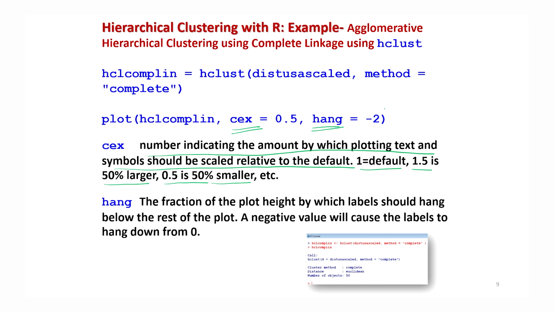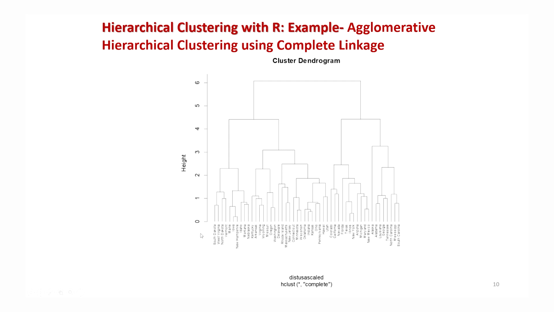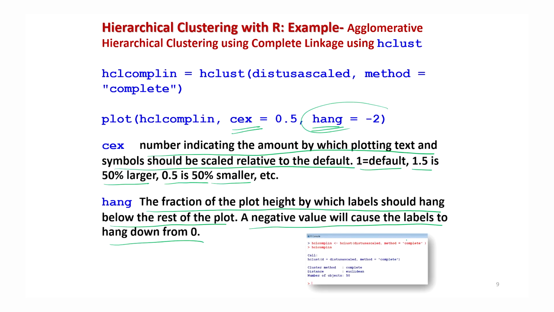Similarly, hang is the fraction of the plot height by which labels should hang below the rest of the plot. A negative value will cause the labels to hang down from 0. Now let us see what this creates. Here are the names of the states, which have been placed using this hang command.